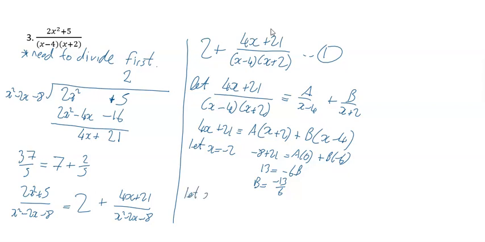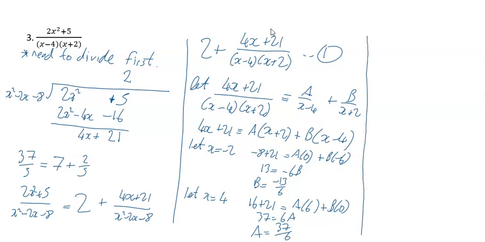And then we'll say let x equal 4, and if you let x equal 4, you're going to have 16 plus 21 is equal to a times 6 plus b times 0. So 16 plus 21 is going to be 37 is equal to 6a. So a, again, pretty ugly, but it's 37 over 6. Don't be writing those as mixed numbers. You'll see why in the next bit, in the final answer. Okay, our final answer.